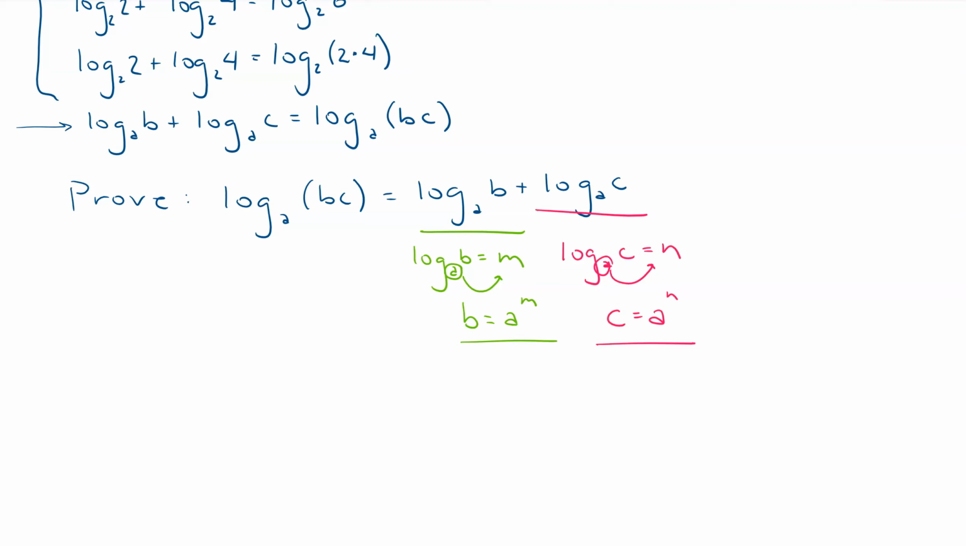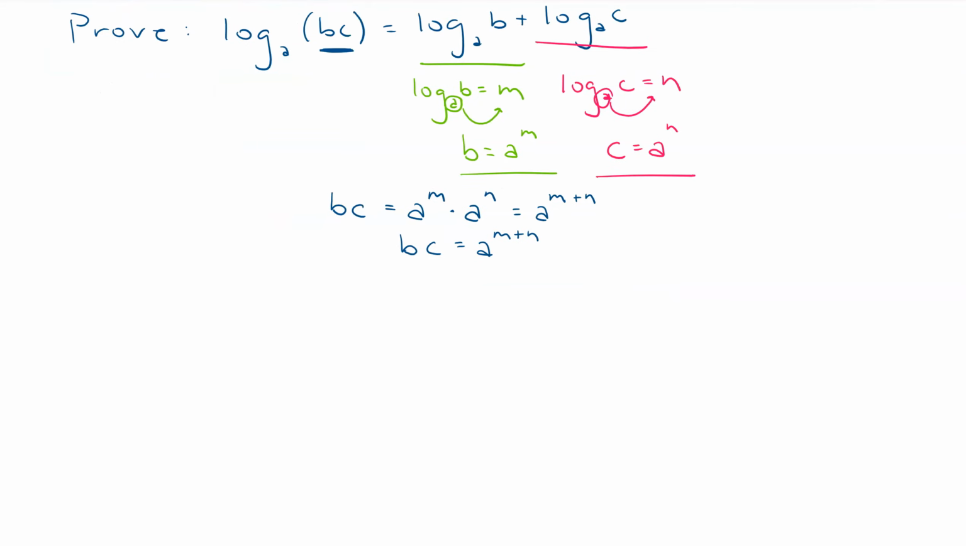Now I look back at the original proof. The proof involves b times c, so that's what I'm going to do at this point. I'm going to say b times c equals a to the m times a to the n. And this is where it's important to remember again that I'm just going to add those exponents, a to the m plus n. Cleaning this up a little bit, I get b times c equals a to the m plus n.